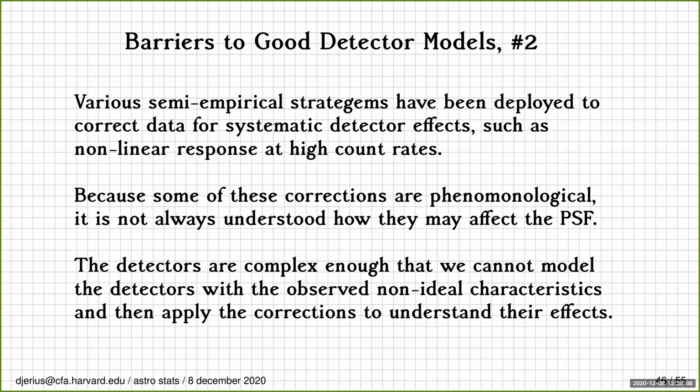The other thing is that through the mission we've seen effects in the detectors that we've been able to correct for. We do filtering to remove events. We do a lot of things to clean up the data. They're phenomenological at times, so it's not always easy to understand if they're removing parts of the PSF. How are they distorting it? Are they distorting it? We can't model the detectors with all of those effects in them well enough. We don't have good enough models, so we can't, for instance, do a sensitivity analysis to see how those corrections have changed the PSF.